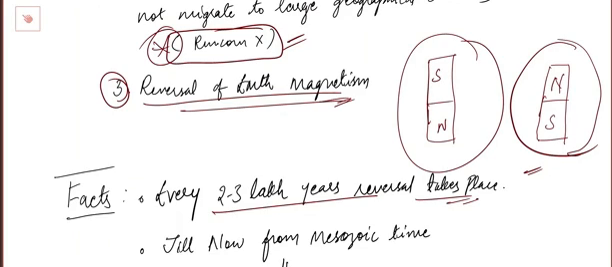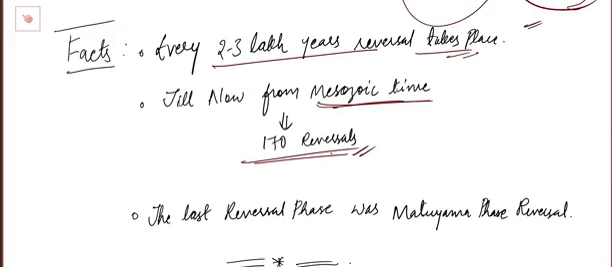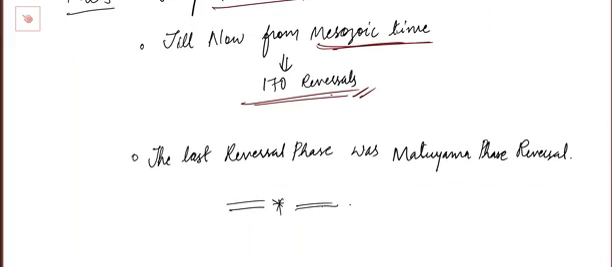Here you need to be cautious that earth's magnetic property takes the reversal, but the earth itself does not reverse. Till now we have seen 170 reversals, if we consider from Mesozoic time till now. The last reversal phase was the Matuyama phase reversal. This is the last phase.